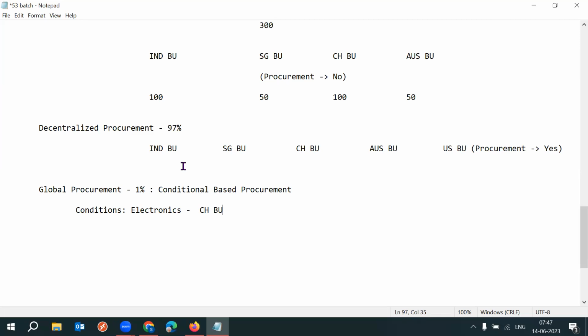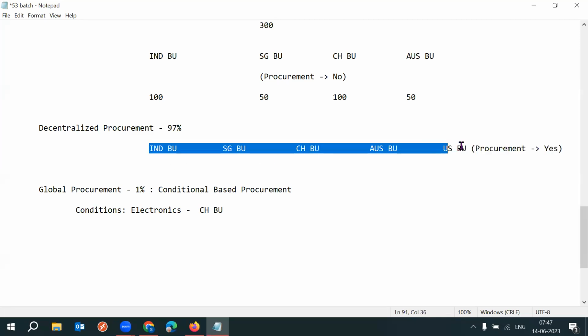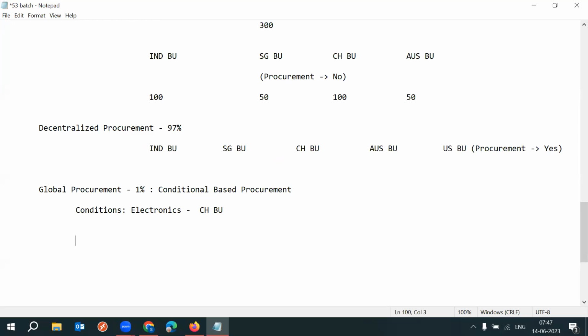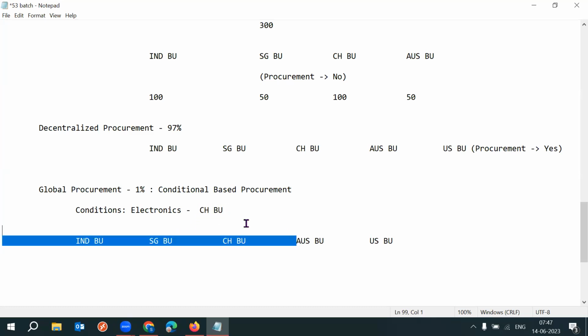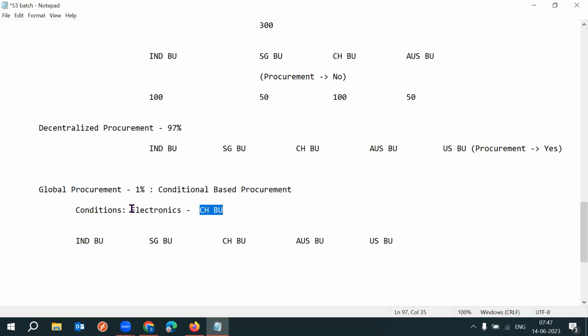That means all these BUs, suppose India, if it wants any electronic product, it has to procure from whom? China only. Singapore also China only. Australia also China only. Only for this specific category.